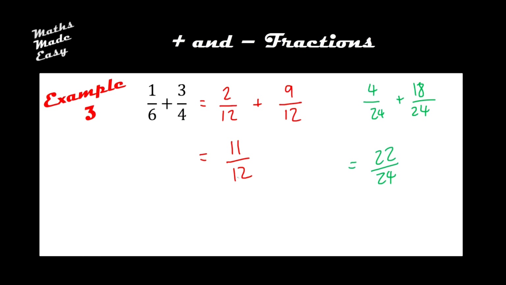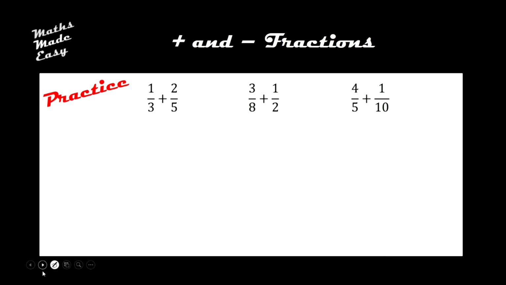Now this is the same as our answer, 11 out of 12, only you need to simplify it by dividing both by 2. So divide 22 by 2 gives you 11, divide 24 by 2 gives you 12. So you can do it this way, but as you can see here, you had to simplify your answer.